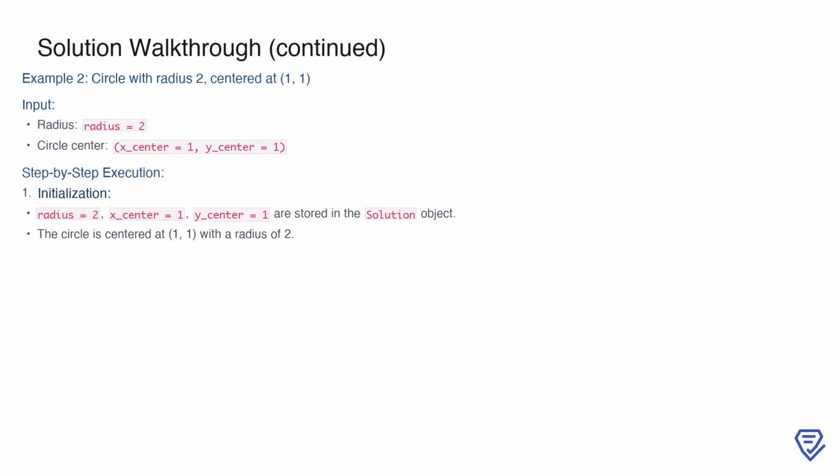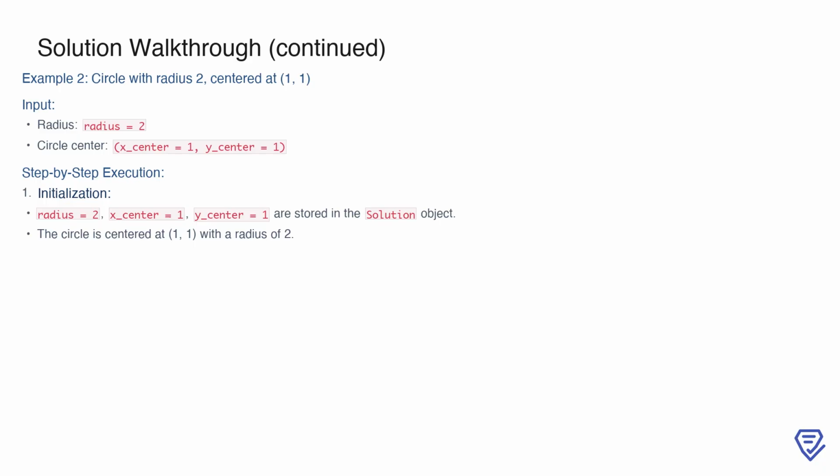Now, we consider a new example where the circle has a radius of 2 and is centered at 1, 1. These values are stored in the solution object as radius equals 2, x_center equals 1, and y_center equals 1. This defines the circle mathematically as all points satisfying x squared plus y squared less than or equal to 4, with the center now shifted to 1, 1. This setup ensures we can generate random points within the new circle's boundaries, which will be used for the next step.